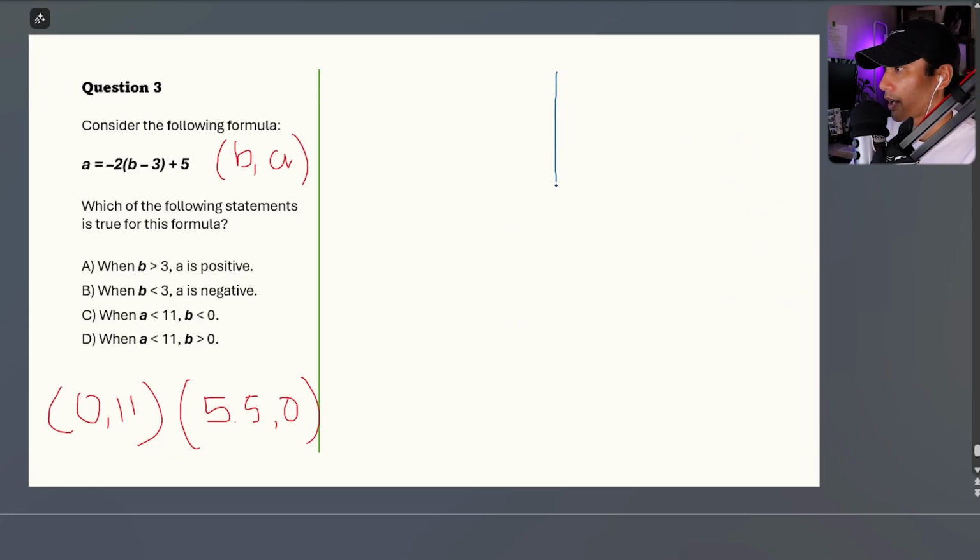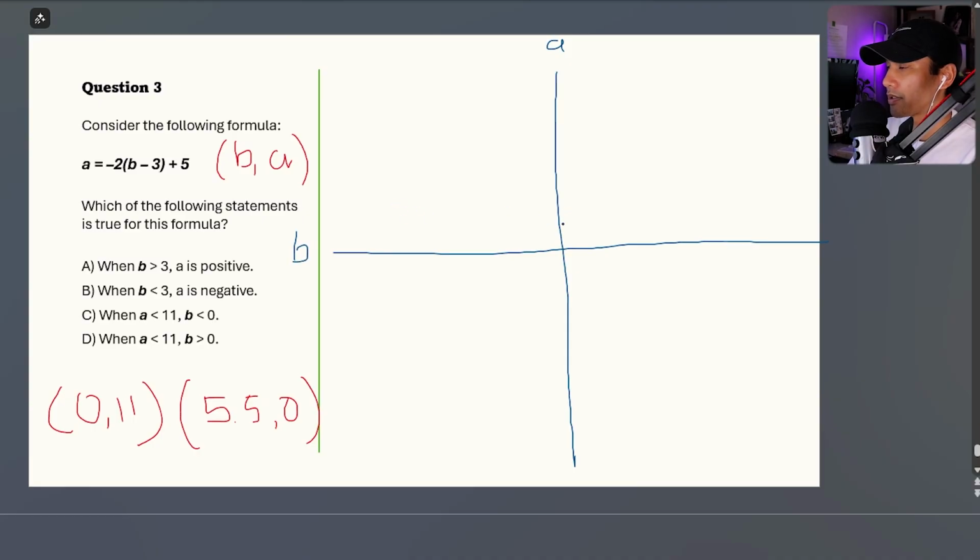Okay, here's my graph. The a-axis is equivalent to the y-axis, and the b-axis is equivalent to the x-axis. So we have (0, 11). I'm just going to make 11 right here. And then 5.5, that's here, so I'm going to put it right here. All right, I have my point right here.